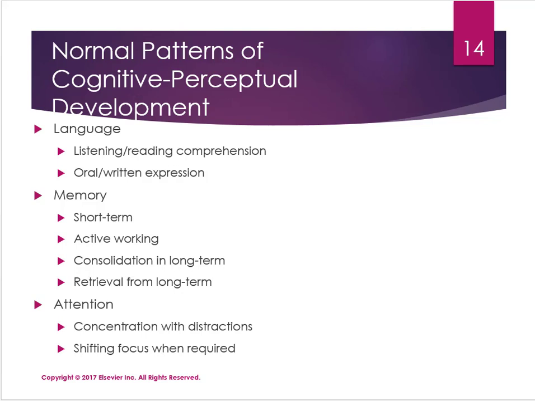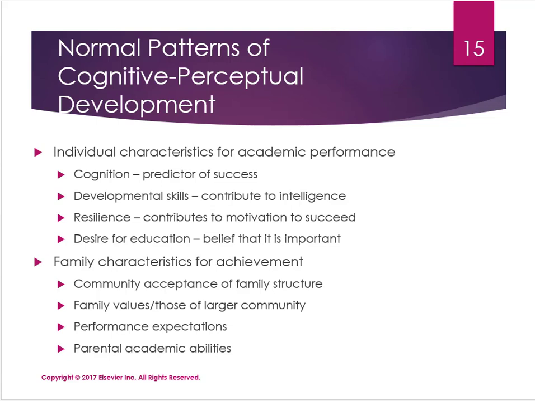Another process level in development is attention. Students need the ability to concentrate without distractions, and then to be able to shift focus if needed when learning. Some individual characteristics that are needed for academic performance include cognition, which is a predictor of success, having developmental skills, which help to support intelligence, resilience, which contributes to the motivation to succeed, and then desire for education, believing that something is important and worth learning more about.